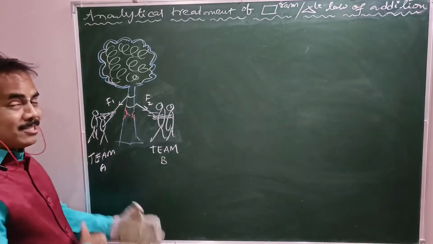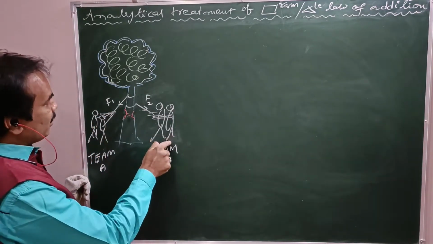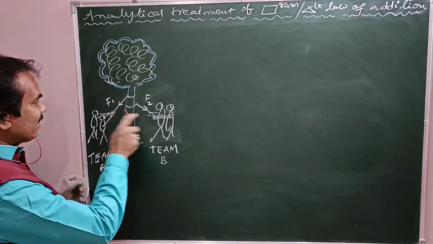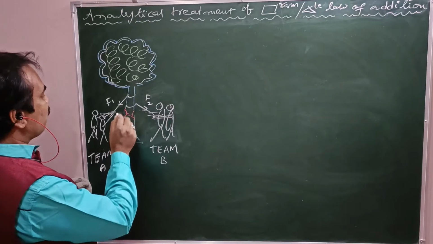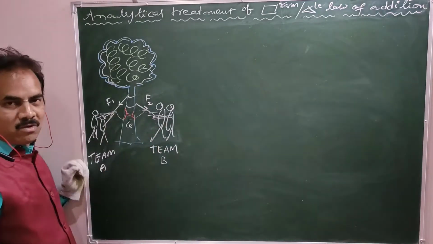The force exerted by team A is F1. The force exerted by team B is F2. Both are individual forces. Now, what is the angle between these two forces? For example, theta is the angle between these two forces.